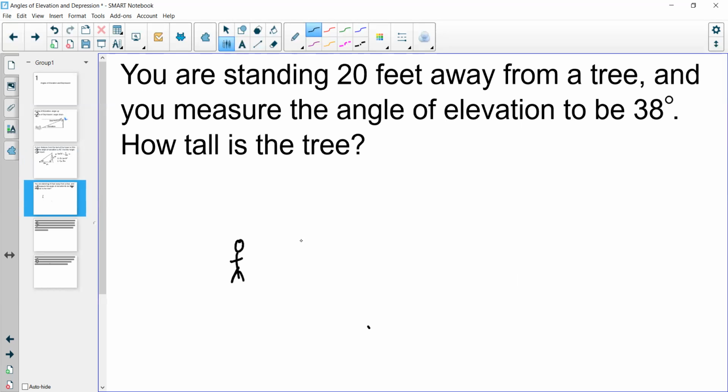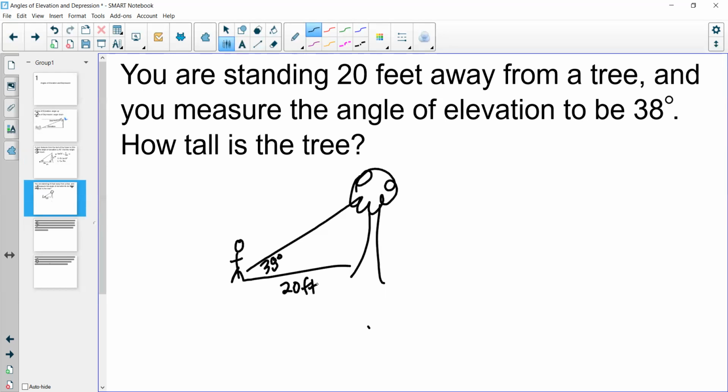So here we are, and here's our tree. And our angle of elevation here is 38 degrees, and they tell us that the distance between us and this tree is 20 feet. And so what we want to do is figure out how tall this tree is. Well, guess what? We are given our opposite, we're given our adjacent. So what can we do? Well, let's just use tangent, just like we did before.